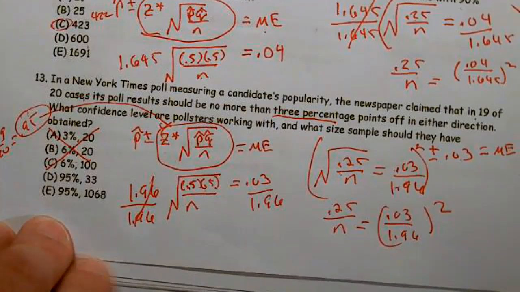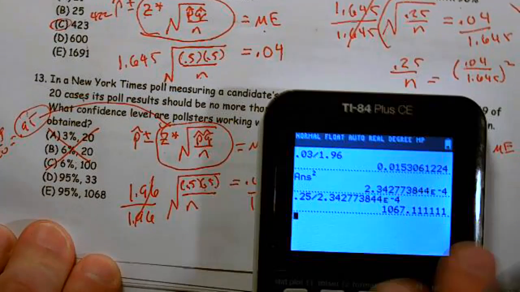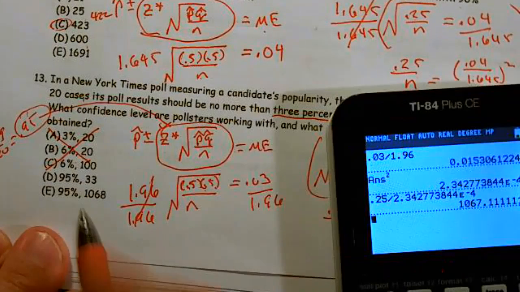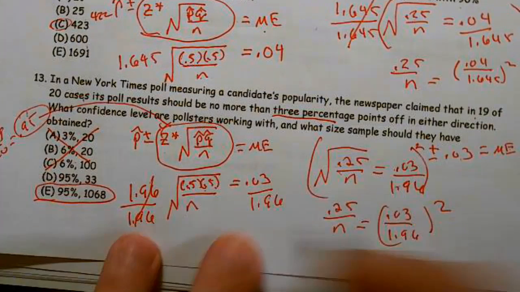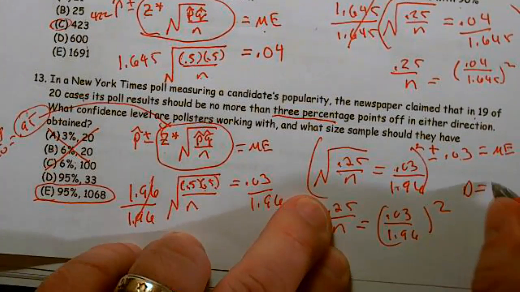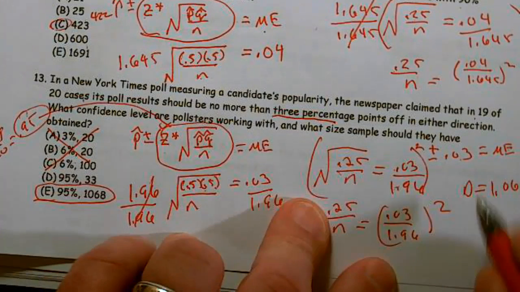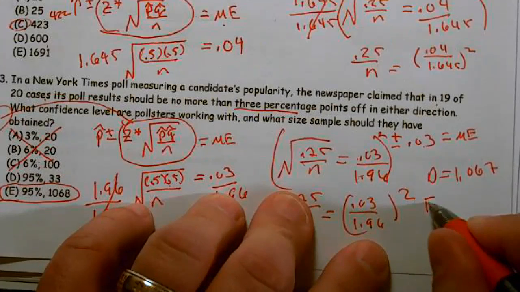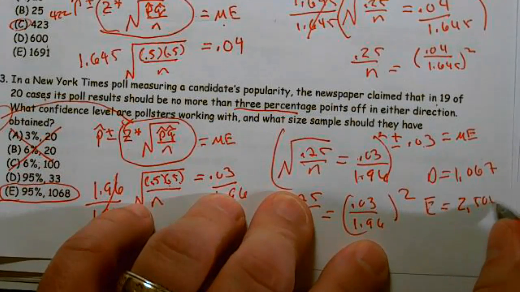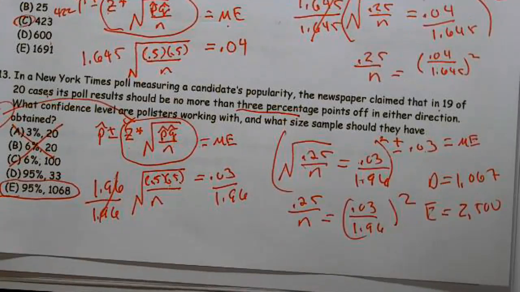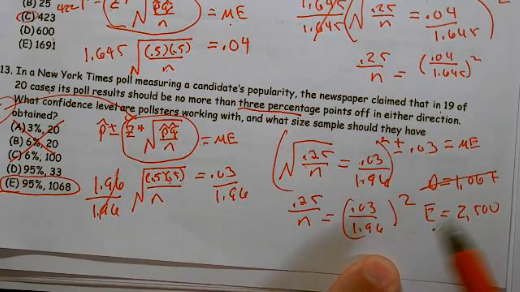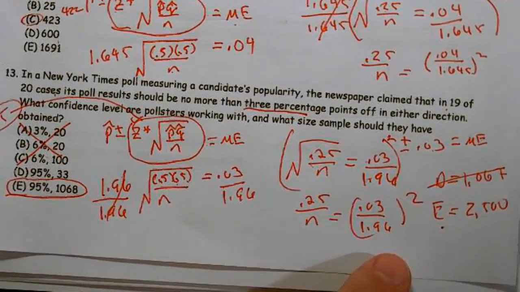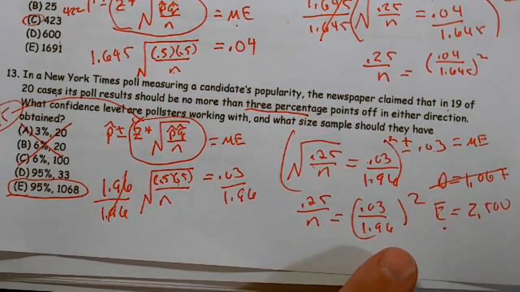All right. I always have to round to the next highest value. The next higher value than 1067.1 is 1068. This is my answer. Now, had they given me, let's just say D had equaled 1067 and E was 2500, I always have to round to the next highest. This is too small, so I'd have to go to the next highest value. Regardless of how far away it is, always go to the next highest.